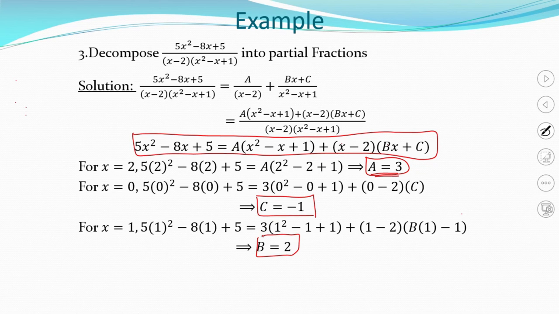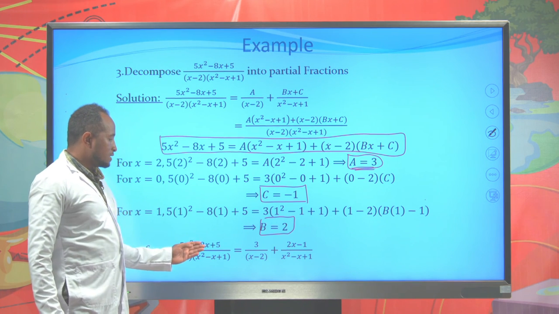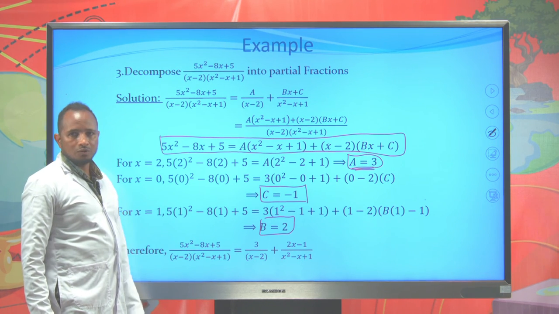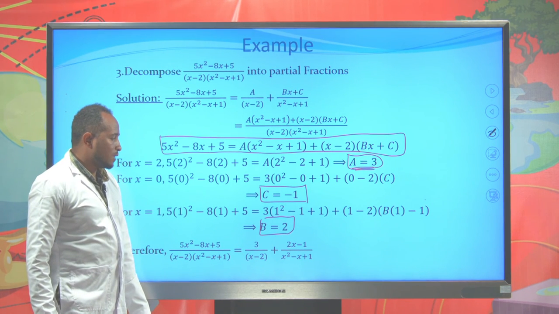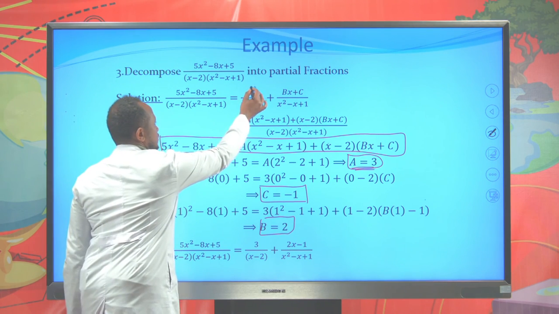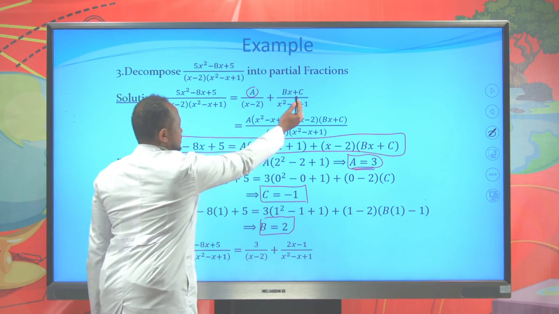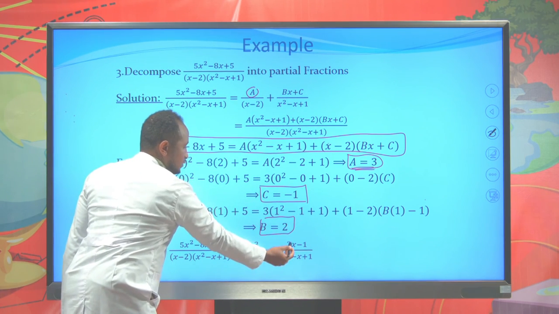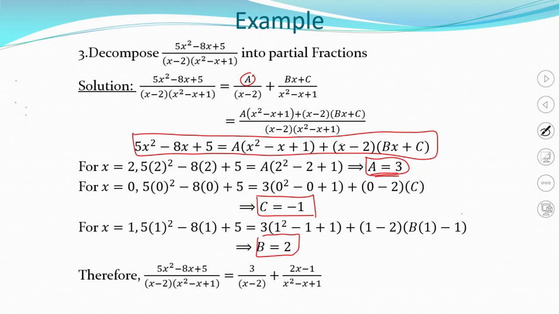Therefore, the final answer, or the decomposition of the expression, will be 5x squared minus 8x plus 5 over x minus 2 times x squared minus x plus 1 equal to 3 over x minus 2 plus 2x minus 1 over x squared minus x plus 1. Because we have found a, in place of a put 3, so it is 3 over x minus 2 plus bx plus c. Our b is 2, so it is 2x. C is minus 1, so 2x minus 1 over x squared minus x plus 1. So, this will be the final answer.